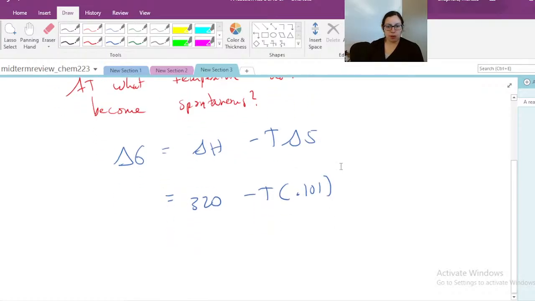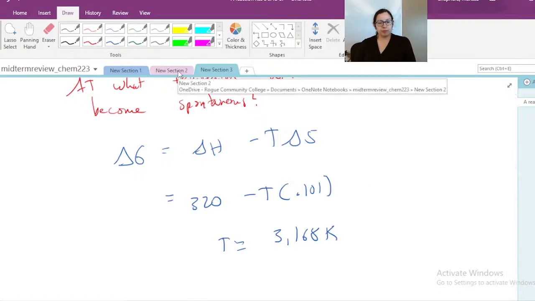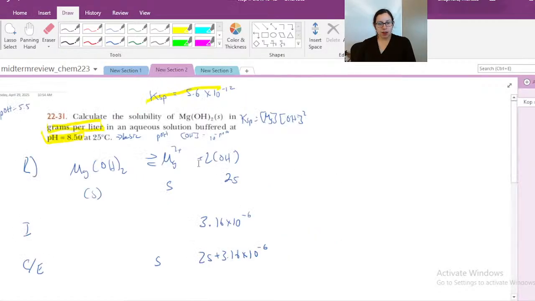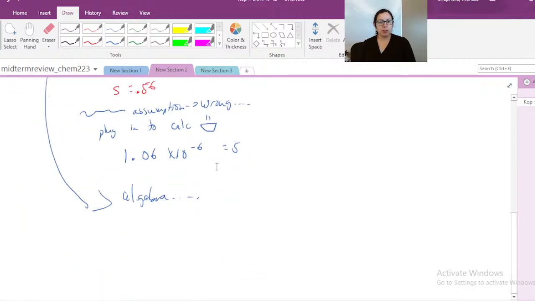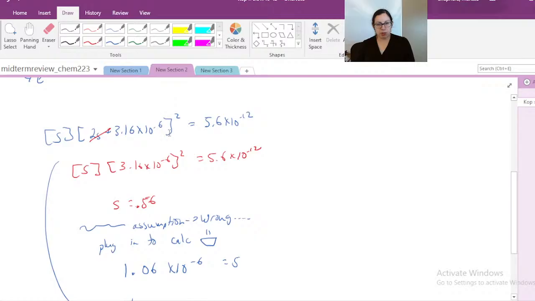So what do we get for our temperature? So 3,168, and so I think people got that as well. All right, and then I was gonna jump back to this one, because I realized what I did incorrectly. I didn't put the square when I put it into the calculator, so that made a big oopsie.